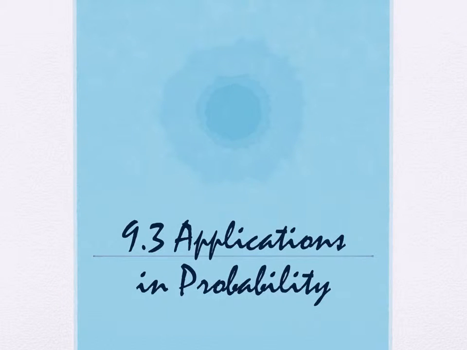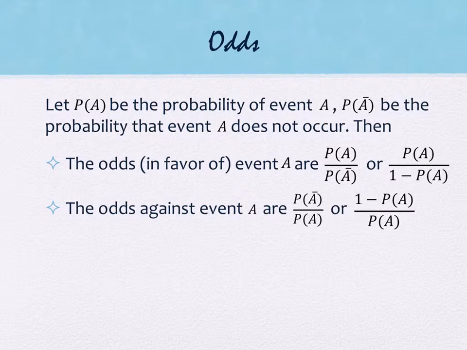Section 9.3 is titled Applications in Probability. We're going to take a look at a couple of different applications in this section of how probability is used. Well, one of them at least is in gaming. The other one is more in terms of deciding whether a game is worth it to play. Okay? So here's our first one that we're going to take a look at, something called odds.